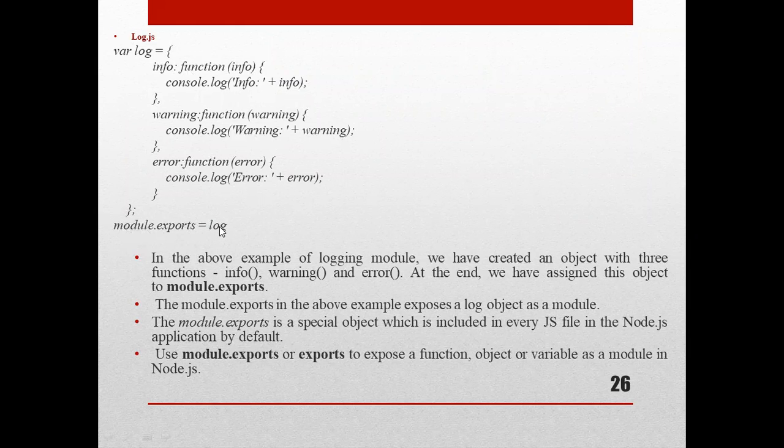Module.exports equal to log. In this example of a logging module, we have created an object with three functions. First is the information function, then the warning function and the error function. At the end we have assigned this log object to module.exports. So this module.exports in this example exposes the log object as a module. Now this is one module.